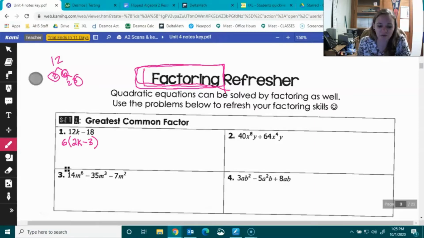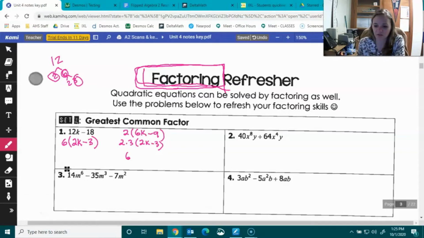And then if you do it the breakdown way where you take out a 2, I'm left with 6k minus 9. Then you do it another way and take out the 3. Then you would have to leave the 2 and take the 3 out of 6, which is 2k minus 3, and then just simplify. Okay, so that is practice with greatest common factor.